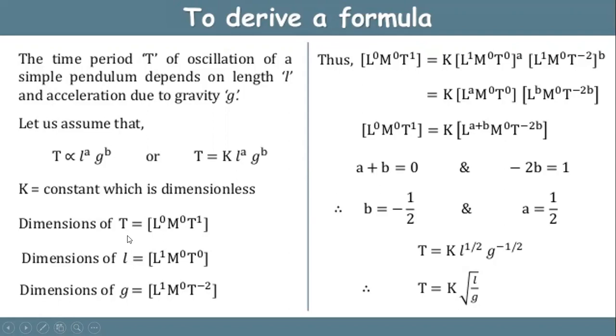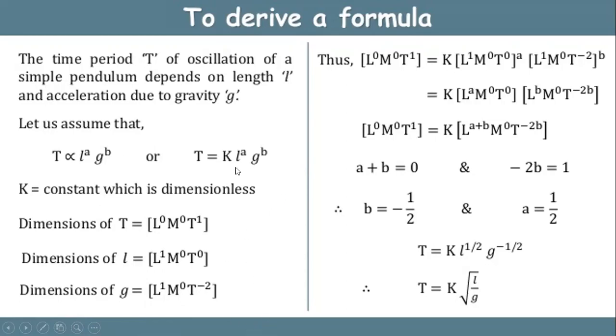Now I'm going to write the dimension of T. The dimension of T is T only, but I'm writing in terms of three quantities raised to the powers. So L raised to 0, M raised to 0 and T raised to 1. Dimension of length is L, so L raised to 1, M raised to 0, T raised to 0. Dimension of g, acceleration due to gravity, is LT raised to minus 2. So I can write it as L raised to 1, M raised to 0, T raised to minus 2.